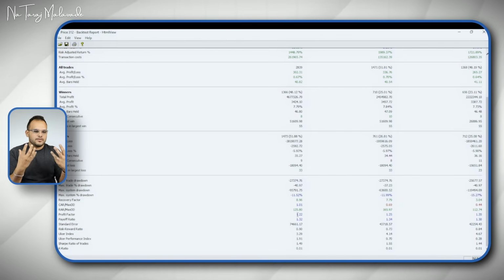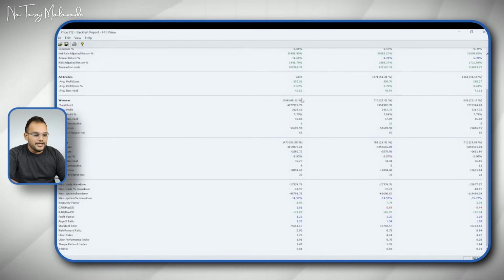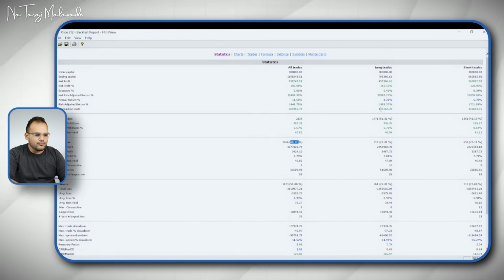In the long term, the possibility of this system working in our favor is quite high, because when the trades are working, it is getting more from the market. When it is not working, it is giving less to the market. So that's the reason it is in profit despite a 48.12% win rate.